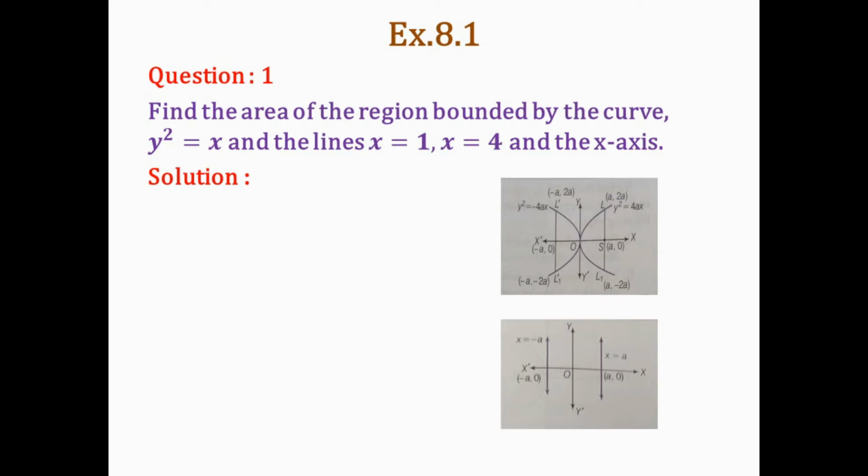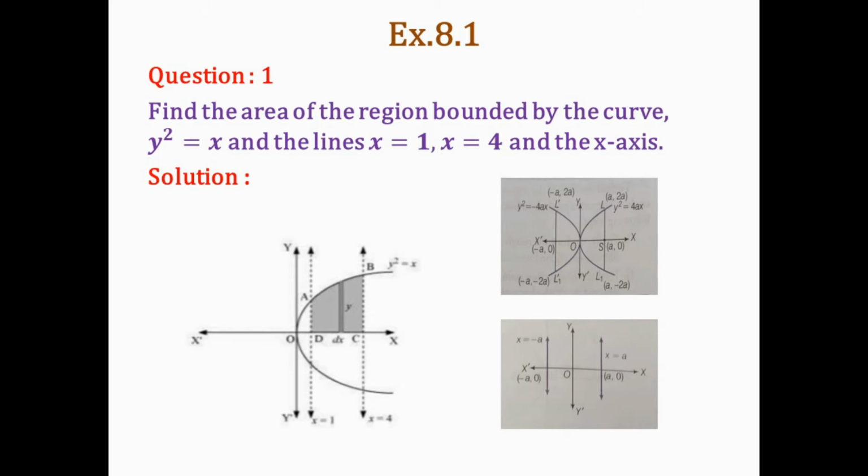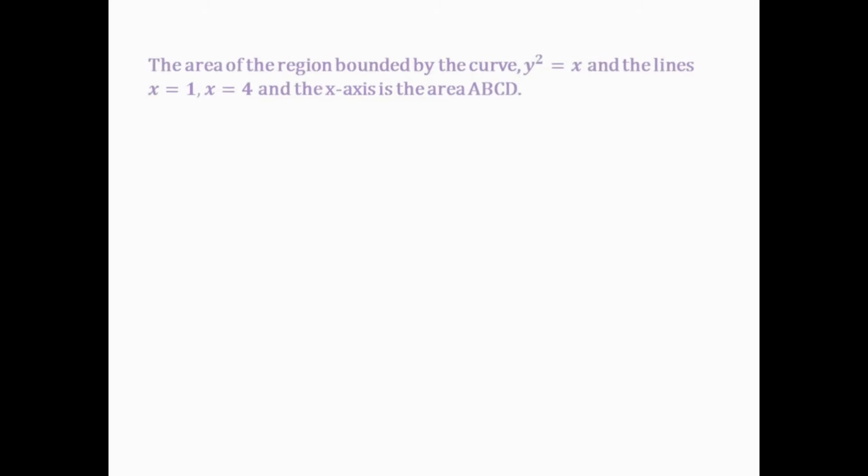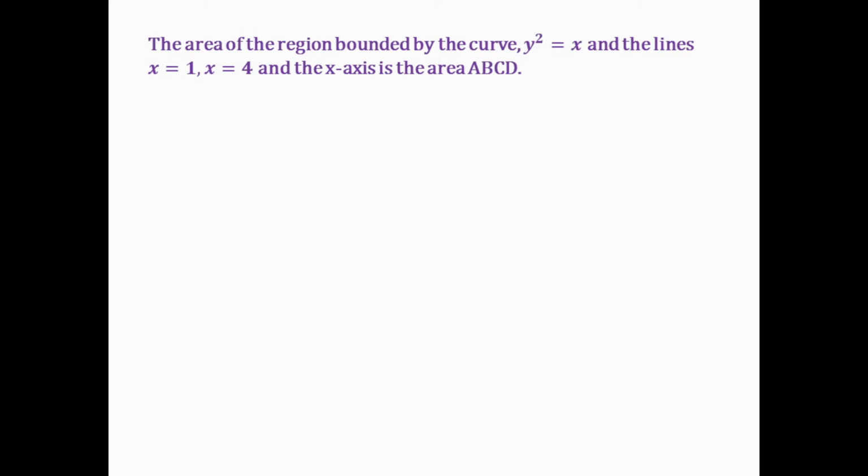Now you have to combine both the diagrams and you should get the area of the bounded region like this. We have taken y square is equal to x, so you have to take right side. Since it is positive, you are taking right side parabola. Now let's move on to the question. The area of the region bounded by the curve y square is equal to x and the lines x is equal to 1, x is equal to 4 and the x-axis is the area ABCD. It is already marked there.